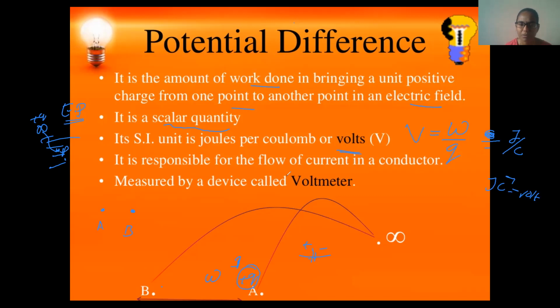It is responsible for the flow of current in a conductor. The potential difference is responsible for the flow of electrons, the electric current, in a conductor. Because there is a potential difference, only then can you see the flow. Imagine water in a container with no slope. Water does not move; it stays like this. Suppose in a pipe you make an inclination, or you connect one more pipe with no water in it. Then the water will flow, because here there is no water and here there is more water.